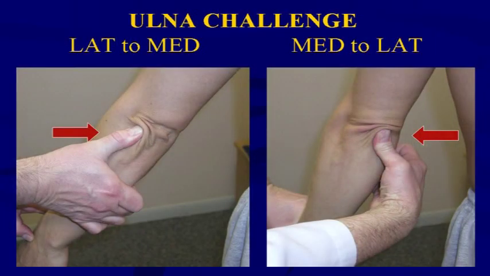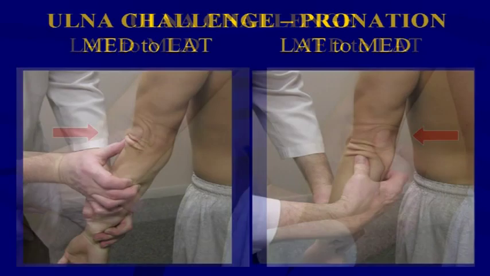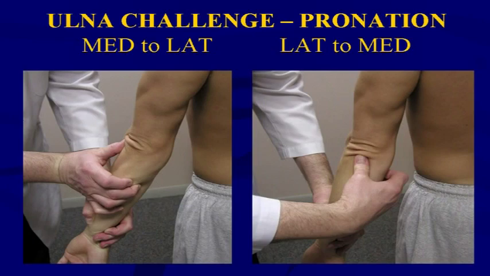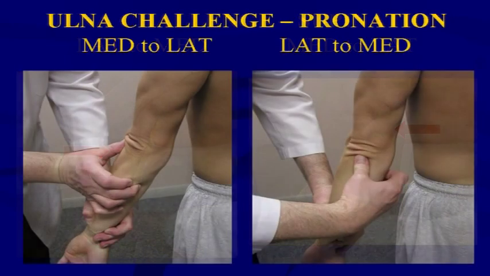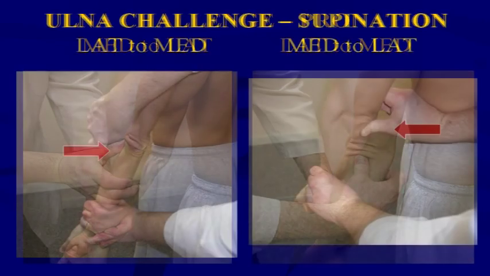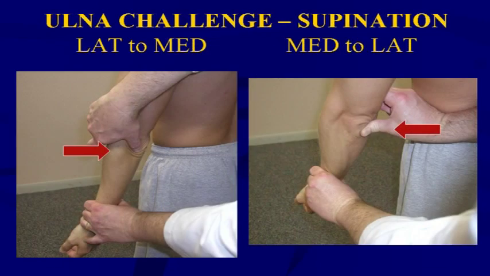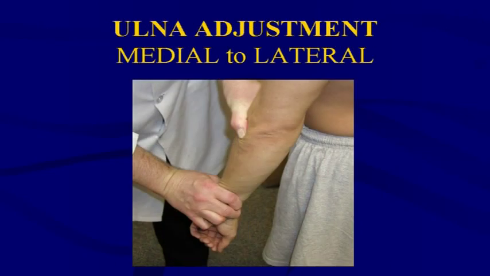The same thing with the ulna. You can challenge the ulna, and usually the ulna challenge will be lateral to medial or medial to lateral, but also the ulna will challenge distal to proximal, proximal to distal. But notice what we did here is we have the ulna challenged lateral to medial, medial to lateral, and we look at the picture. And then from here, notice that we've done the same thing. We've put the hand in pronation and challenged the ulna, lateral to medial, medial to lateral. And then we put the elbow in supination and challenged lateral to medial and medial to lateral. And so we make an adjustment. Here's an adjustment of the ulna medial to lateral.